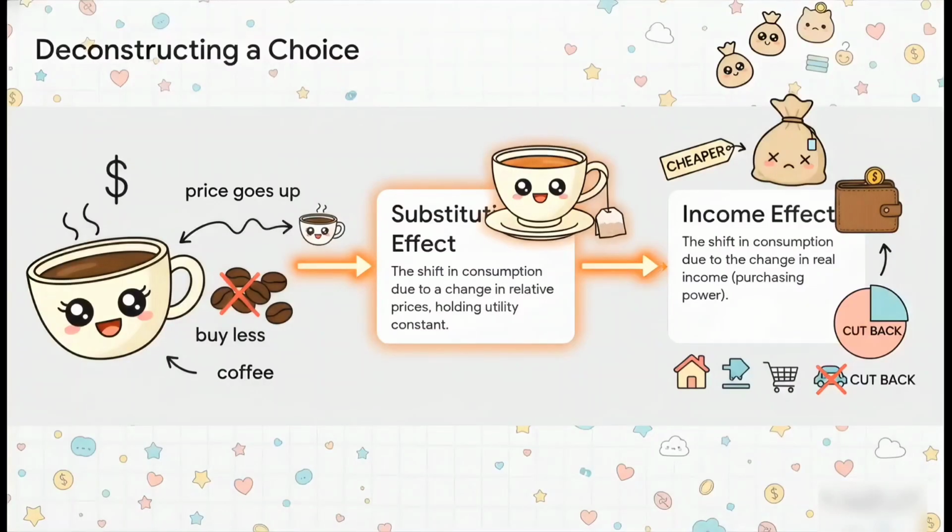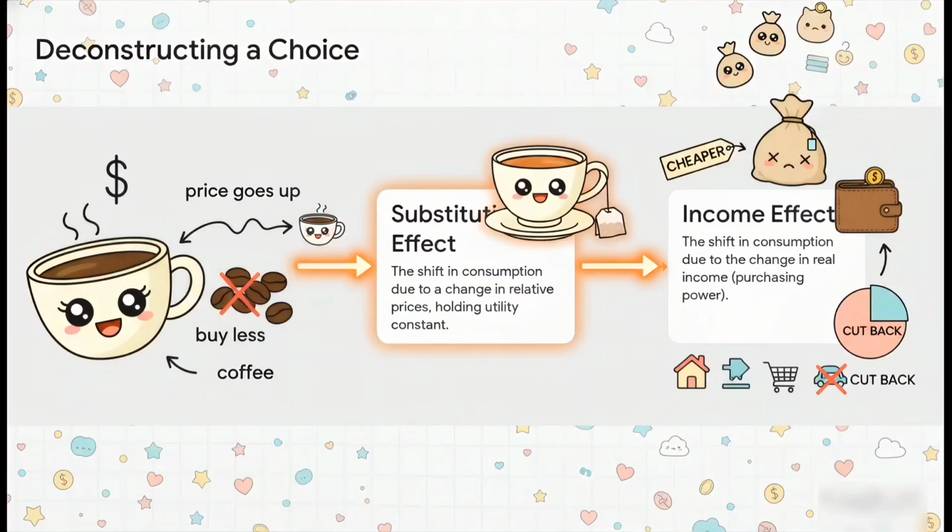Let's walk through it. Say the price of your favorite coffee goes up. The total effect is obvious. You're probably going to buy less of it. But why? Well, the Slutsky equation says it's for two reasons. First, there's the substitution effect. Your brain immediately goes, whoa, coffee's expensive now. Tea is looking pretty good.